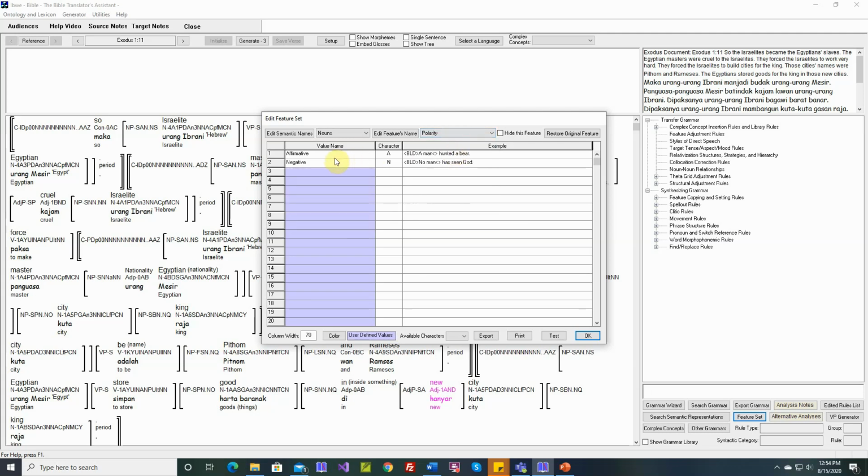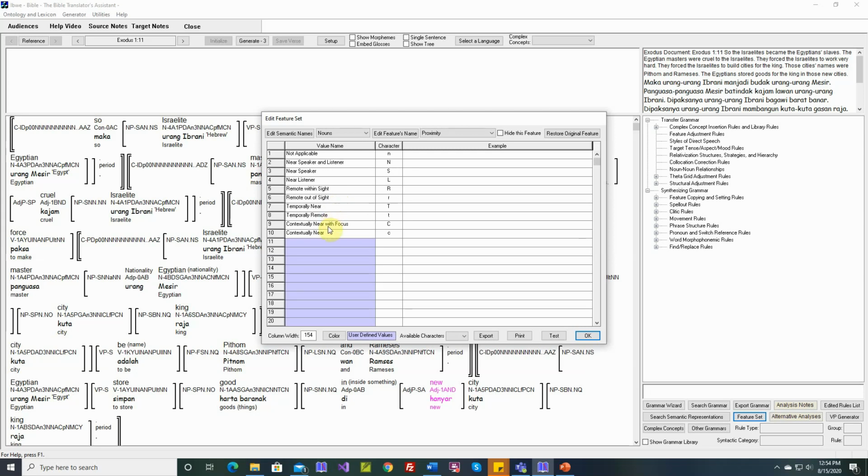Polarity, only two values, affirmative and negative. Negative is like, no man has seen God. Proximity, near speaker and listener. Near speaker, near listener, those are all clear. Remote within sight, remote out of sight. These are used in direct quotes when people are actually talking to each other and they're talking about things in the physical environment. Temporally near, for example, this weekend we will go to the mall, so we say this weekend. Temporally remote, that year we went to China, so that year.